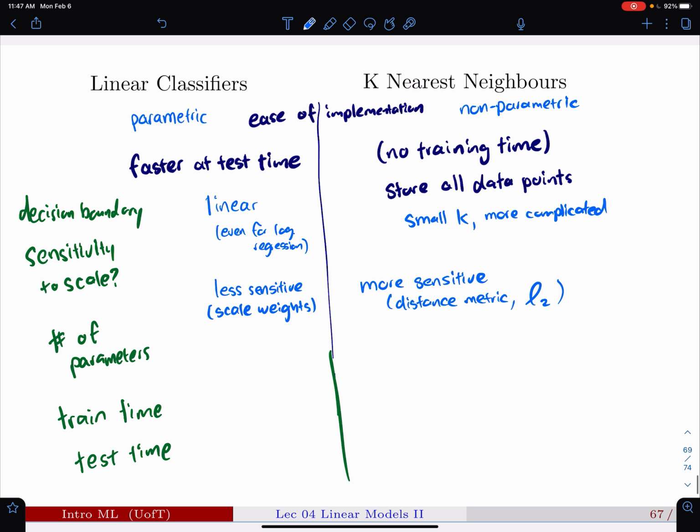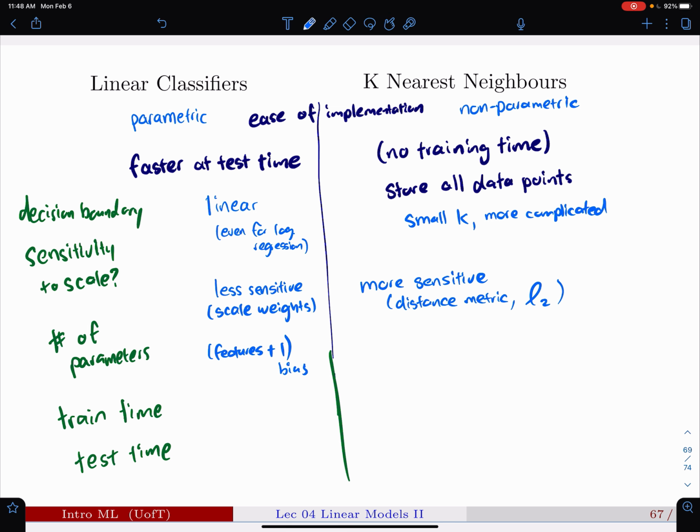In terms of the number of parameters, how many parameters does a logistic regression generally have? Yeah. Number of features plus 1. Yeah, it's going to be features plus 1. Because for each of the features, we learn a weight associated with that feature, and then we also have this bias term.